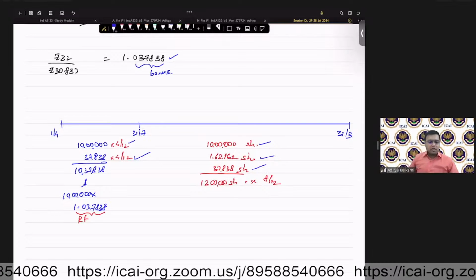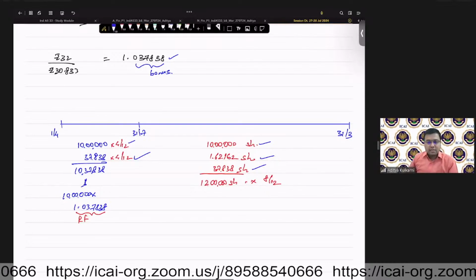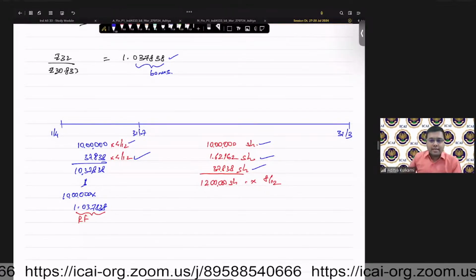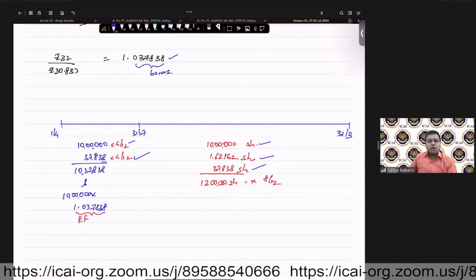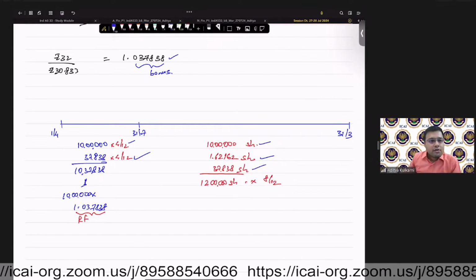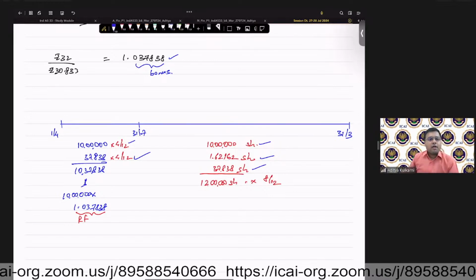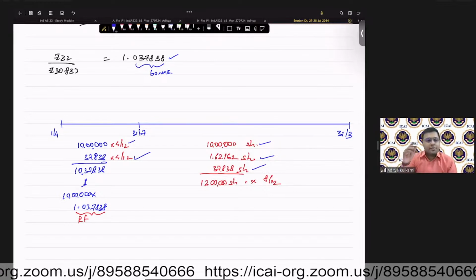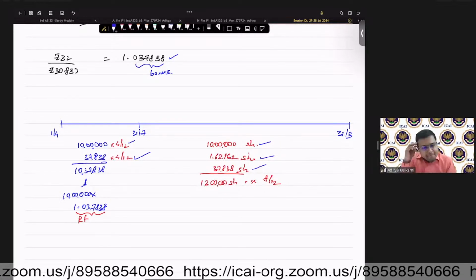Any doubts, Abrakesh, now with respect to what we did? Yes? One second, I'll just unmute. All right. Yes, Abrakesh, tell me. Good morning, sir.